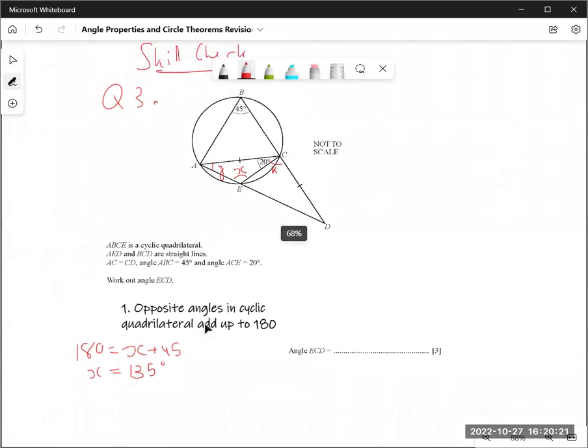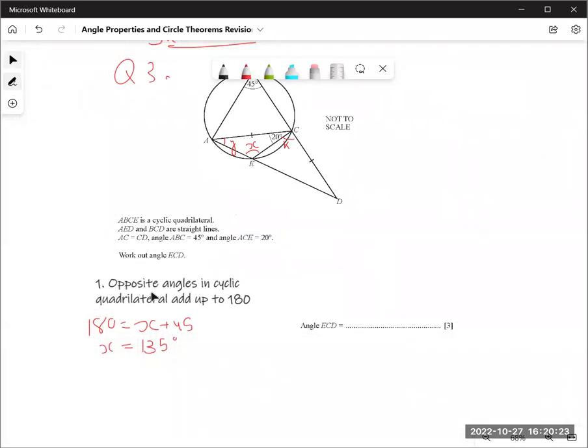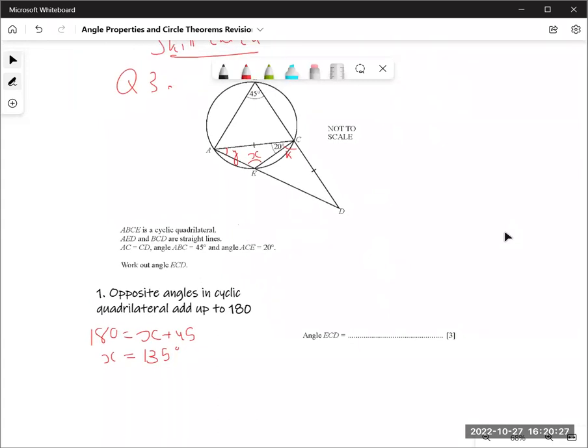Done? Sir, didn't you say at first that angles subtended by the same arc are equal? Yeah, but that is the second rule. This is the first rule about the cyclic quadrilateral: opposite angles add up to 180. If I use the same arc, they're going to be equal, but right now we don't have the same arc, do we?